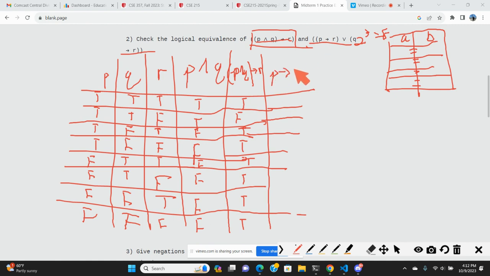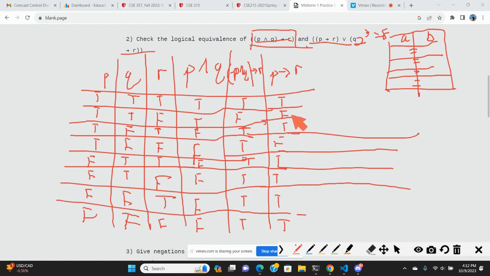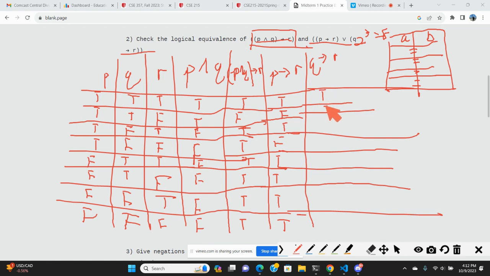So we have P implies R: true, false, true, false, true, true, true, true. And also Q implies R. So we have Q implies R: true, false, true, true, true, false, true, true. So now we have this row or this row.